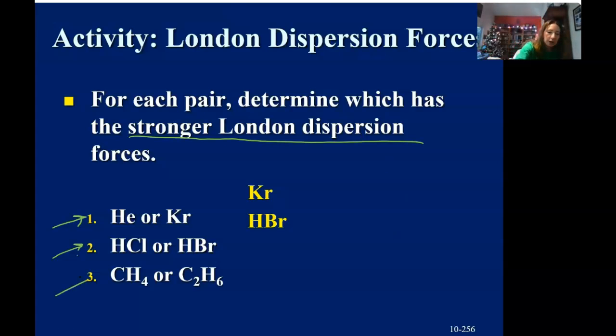How about number 3? Which one's bigger? Yeah, C2H6, because this one has 1 carbon and this has 2 carbons, 4 carbons, 6 hydrogens. The bigger it is, the stronger the attraction, or the stronger the London dispersion forces are going to be.